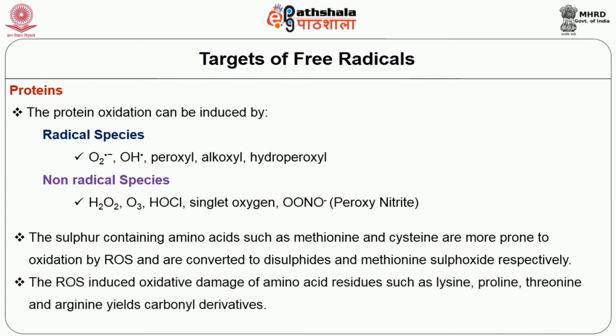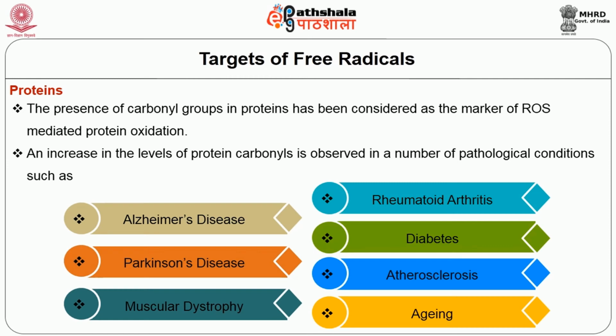The reactive oxygen species induced oxidative damage of amino acid residues such as lysine, proline, threonine and arginine yields carbonyl derivatives. The presence of carbonyl groups in proteins has been considered a marker of reactive oxygen species mediated protein oxidation. An increase in the level of protein carbonyl is observed in a number of pathological conditions such as Alzheimer's disease, Parkinson's disease, muscular dystrophy, rheumatoid arthritis, diabetes, atherosclerosis and the aging process.